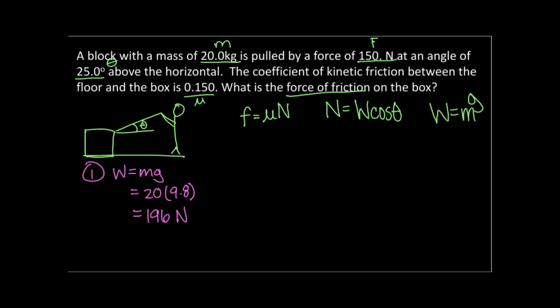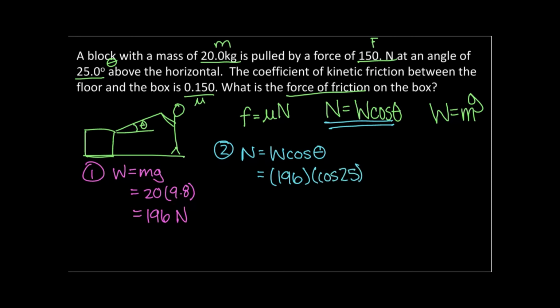Now we can take that weight and put it in this second formula. So we can do 196 times cosine 25, and then you get 177.64 newtons. So this one has several steps in it. It's not the speediest problem in the world, but at least each step isn't that difficult, compared to some of our formulas.